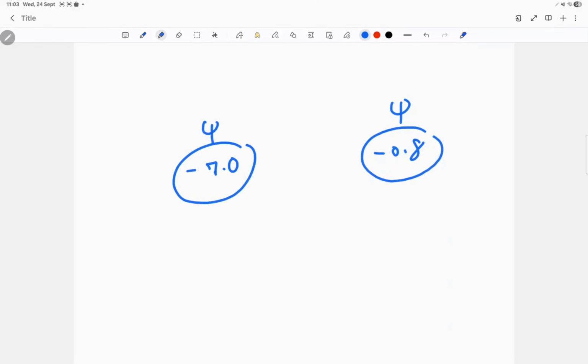Let's do more. Let's say for example the water potential here was negative 0.8, and here the water potential was negative 7. Which one has the higher water potential? The negative 0.8. This one will be the lower water potential, and the water will leave from the higher water potential to the lower water potential, and that's how it goes.